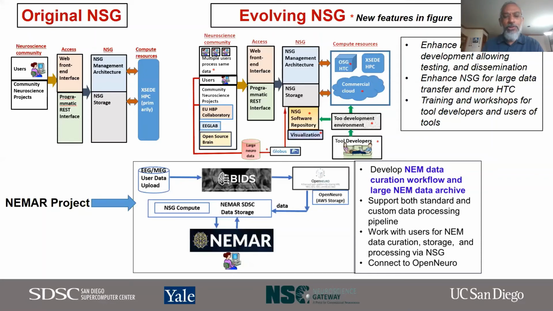And on the bottom, you see an EEG focus project. It's called NEMAR, Neuroelectromagnetic Data Archive and Tools Resource, funded by NIH, where primarily, initially, EEG data, BIDS formatted, which are uploaded to the OpenNeuro project of Russ Poldrack, will be brought down to San Diego Supercomputer Center storage. And at the back end, it will connect with NSG for compute. But for easy access, researchers through the NEMAR web interface will be able to look at the data, search the data, visualize the data, and do more kinds of processing across data, meta-analysis, and all of this.